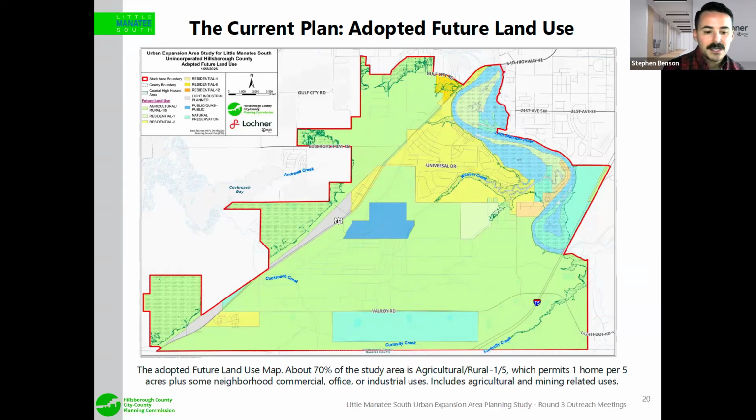The reason why I say some is because those uses have limitations where they're allowed and where they're enabled within the green area on the map. So only certain places within the green allow for those non-residential uses to occur. And those non-residential uses include agricultural and mining related uses as well in certain locations.